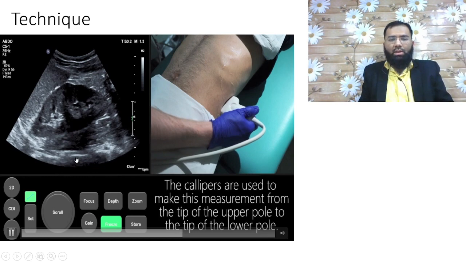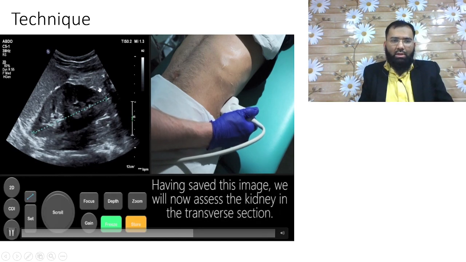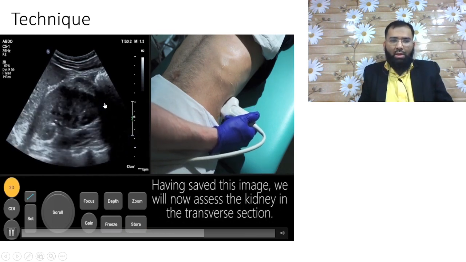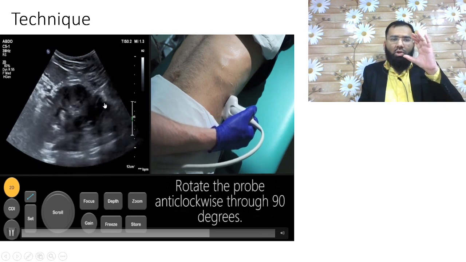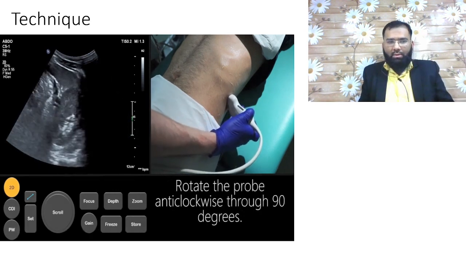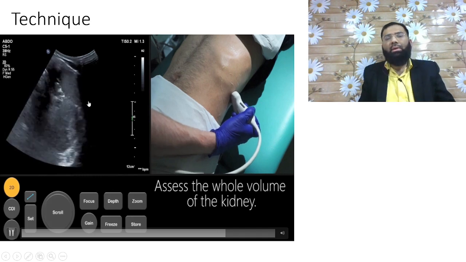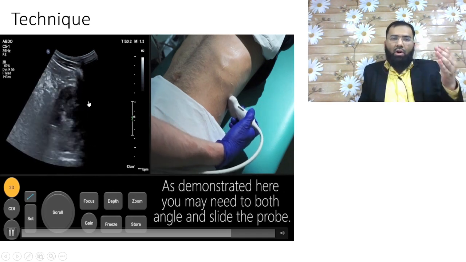Similarly, now you have to take calipers. This is the upper pole of the kidney, this is the lower pole, and you have to measure from the upper pole to the lower pole. You have to take the largest longitudinal length which you get. In the longitudinal section, you cannot take length in oblique sections, or else you will get false readings.